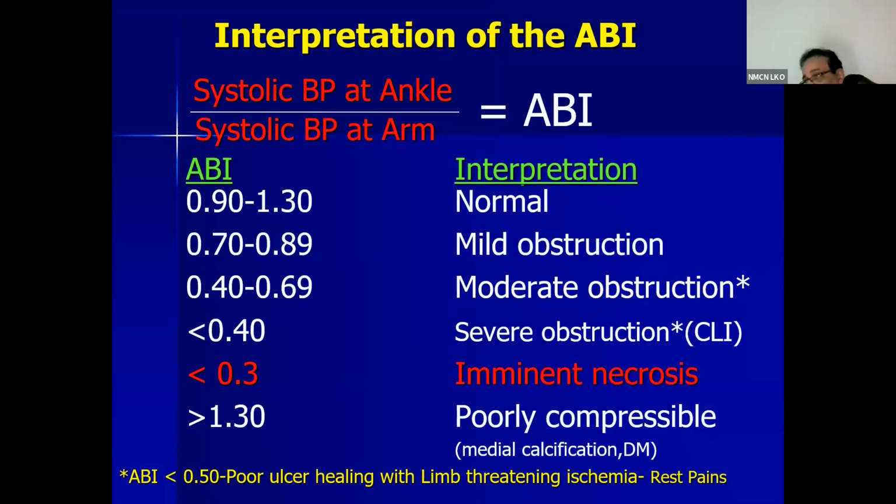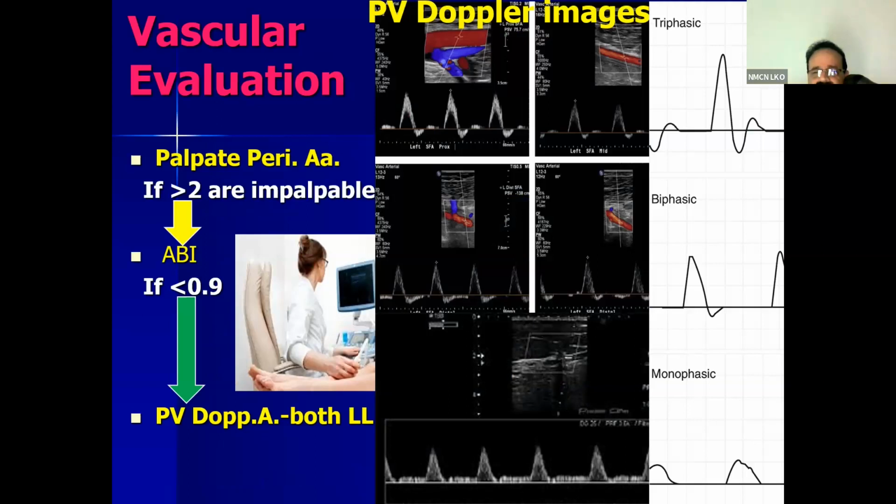And that is the reason that a few books mention normal ABI from 1 to 1.4, right? In a diabetic patient, if two or more than two arteries are impalpable, then you should go for ankle brachial index. Mind it that dorsalis pedis is absent in 10% of the patients. So if two or more than two pulses are absent, then you should go for ABI. If it is less than 0.9, then go for the peripheral vascular Doppler, arterial, both lower limbs.